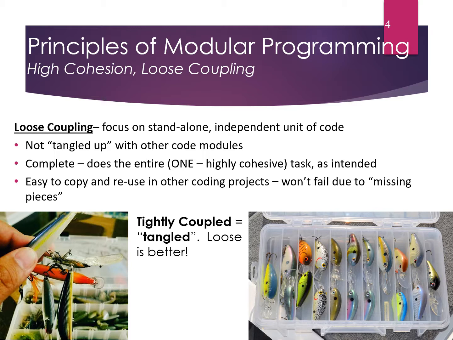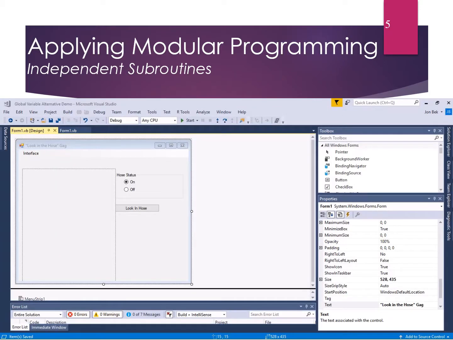On the right-hand side, there's a picture of a well-organized, compartmentalized, or you might even say modularized tackle box, where all the fishing gear is separated individually so that it can very quickly be used, reused, or put back. Now let's explore how we can apply the principles of good modular programming using independent subroutines.